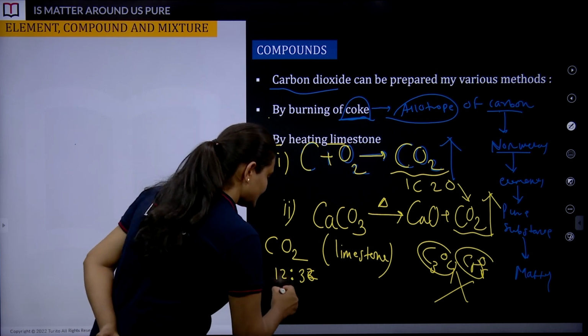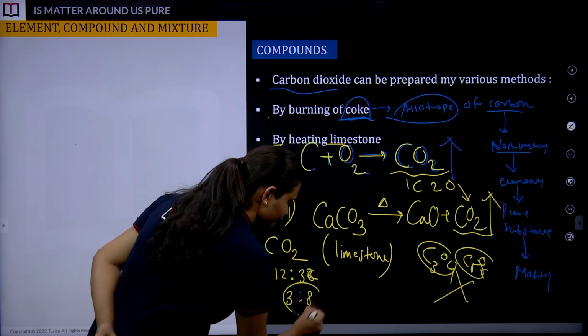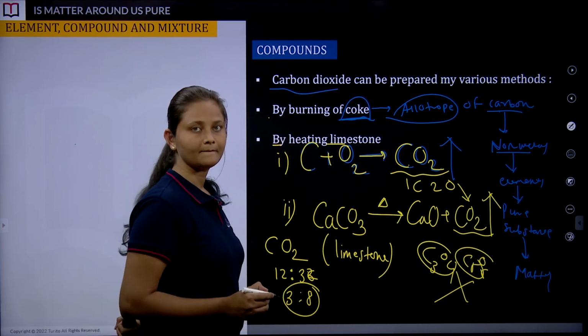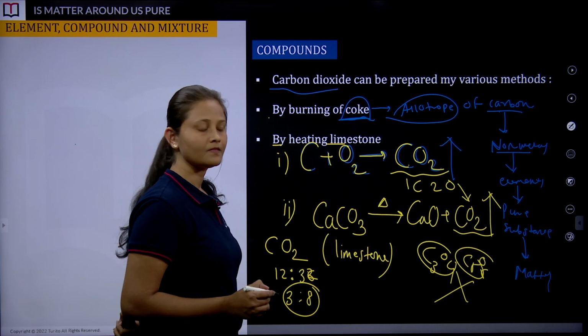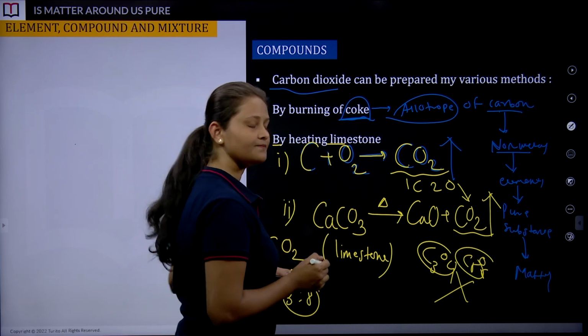Okay, so that's how it becomes what? 3:8. The simple ratio becomes 3:8. Correct? So this is your ratio by mass. Got it?